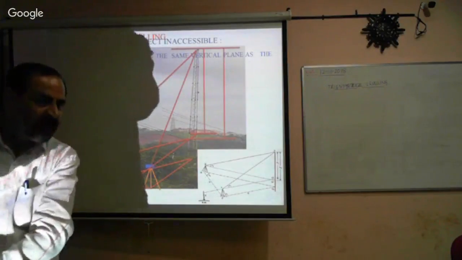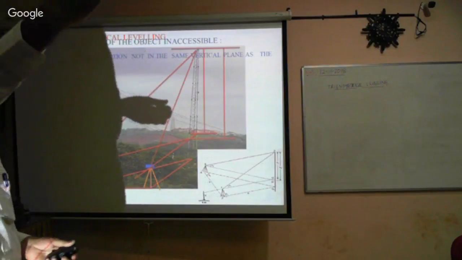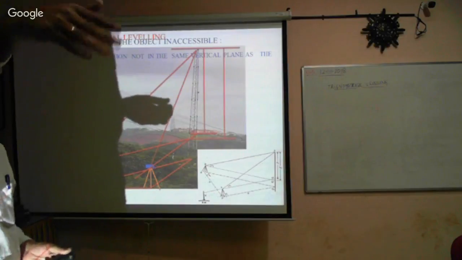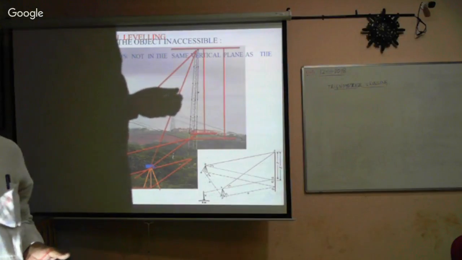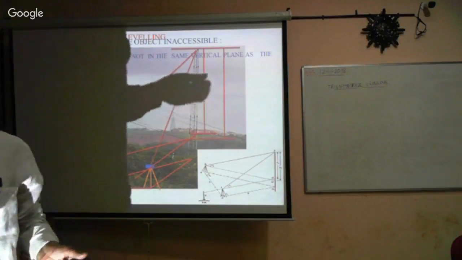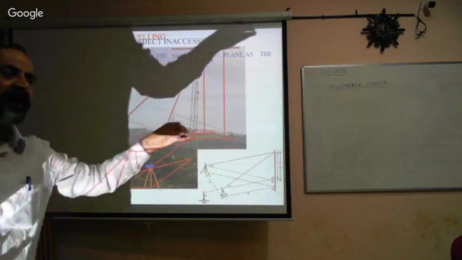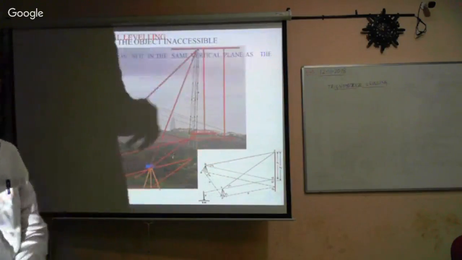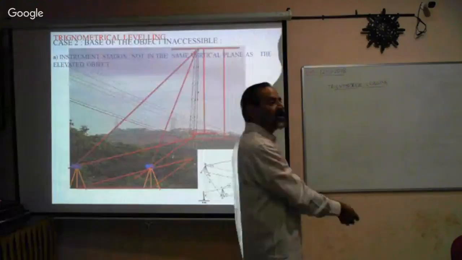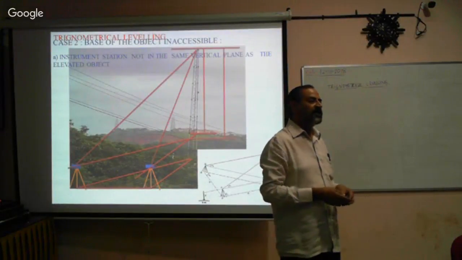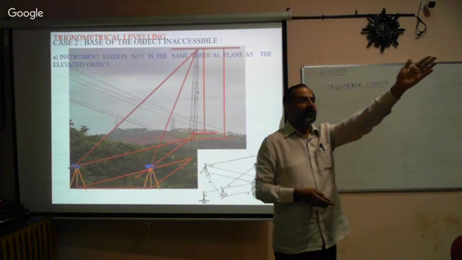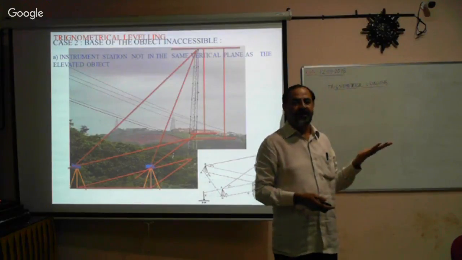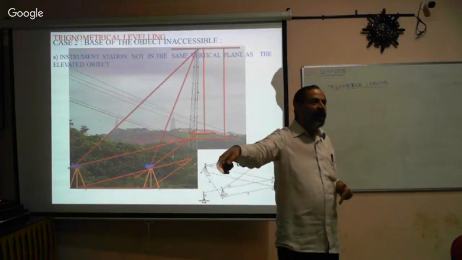Now in the double plane method, from the instrument station, bisect the object, make the vertical angle, measure the vertical angle, and take a backsight on the benchmark wherever it is. Then locate another station, 30 meter, 50 meter. Then shift the instrument to the other station, measure the vertical angle, and take the backsight on the benchmark. Now this forms the triangle.